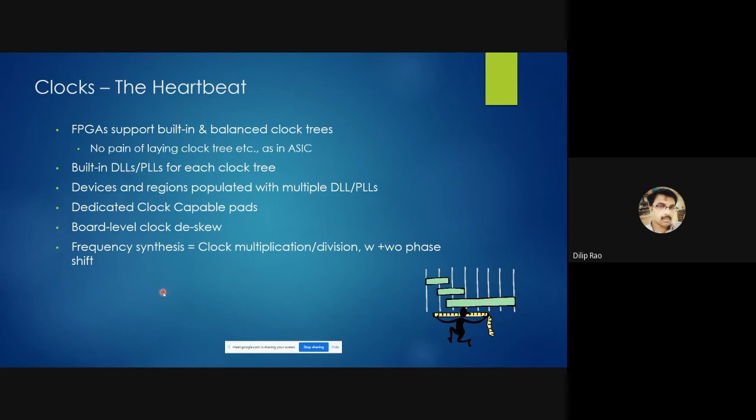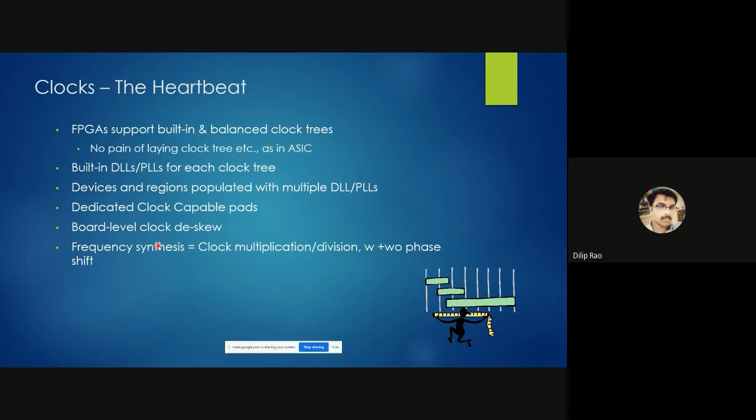So frequency synthesis is what I was talking about. There are specific DLLs and PLLs which do this. They consume an input clock frequency and implement specific divisor and multiplication factors on that to achieve the necessary clock frequencies. For example, say FPGA, as I said, is a generic device.